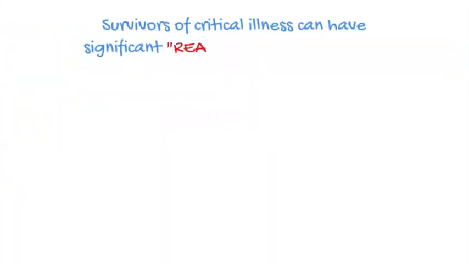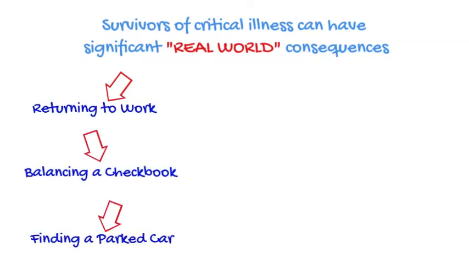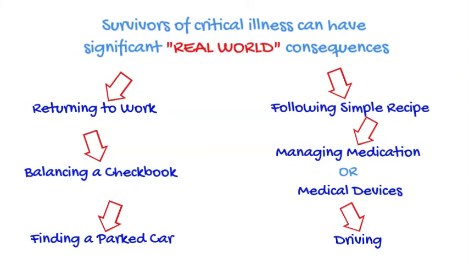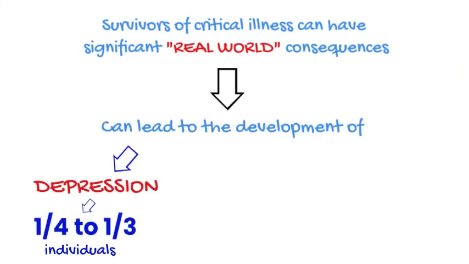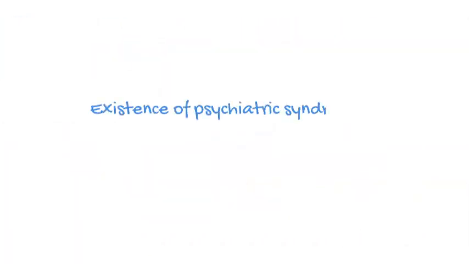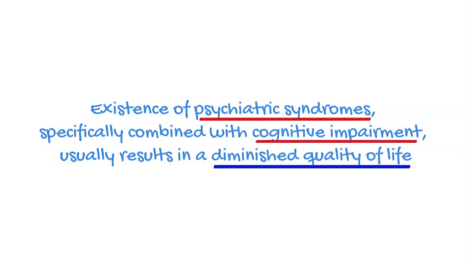Survivors of critical illness can have significant real world consequences like difficulties returning to work, balancing a checkbook, finding a parked car, following a simple recipe, or managing medications or medical devices that they once used to, and difficulties driving. This reliance on others can lead to development of depression in about a quarter to a third of individuals. It can lead to anxiety or even PTSD, which occurs in about a tenth to a third of critical illness survivors. The existence of psychiatric syndromes, specifically combined with cognitive impairment, usually results in a diminished quality of life.